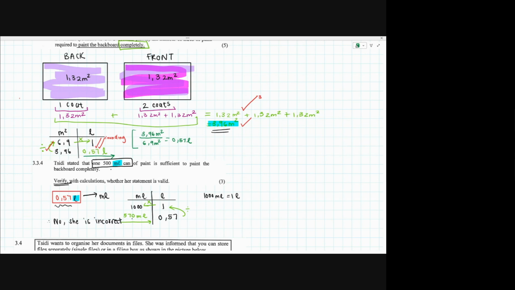You're getting a mark for the 570 mils. And then you're getting a mark for your verification. So even if you forgot your verification, you've got 2/3 of your marks. You got 67% for this question, even if you forgot the verification.